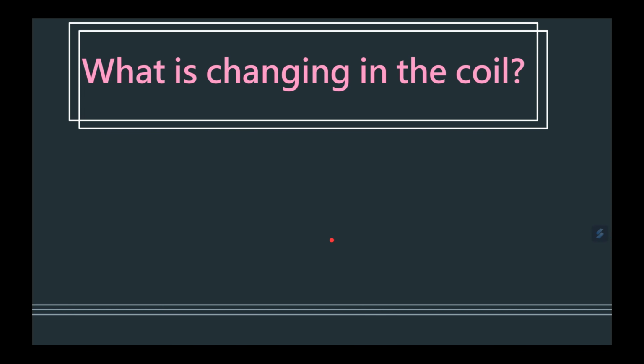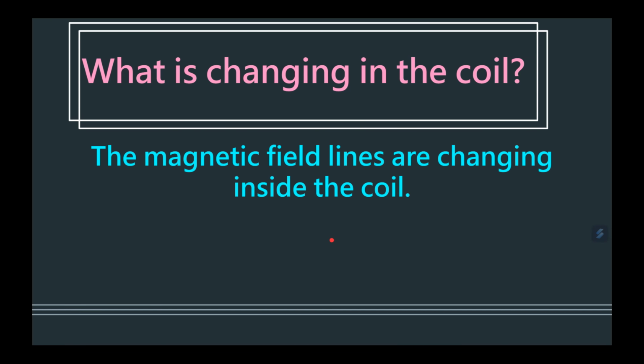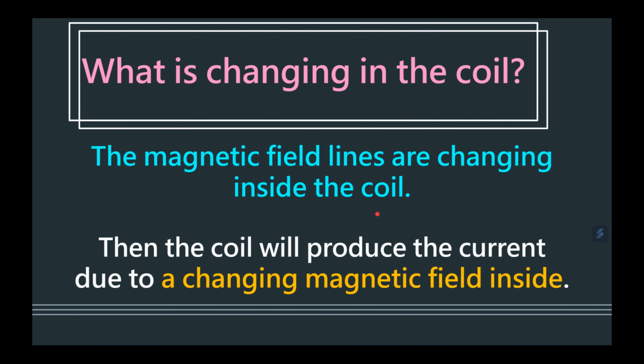is obvious because the magnetic field lines are changing inside the coil, or you can just say the magnetic field. Okay, so we can understand that the current is produced due to a changing magnetic field inside.